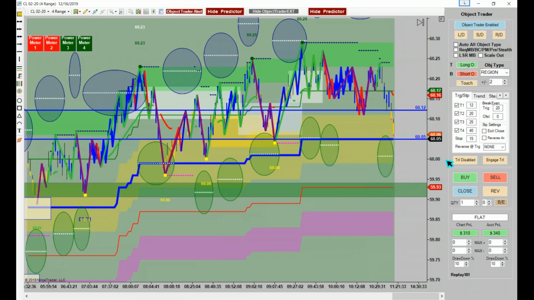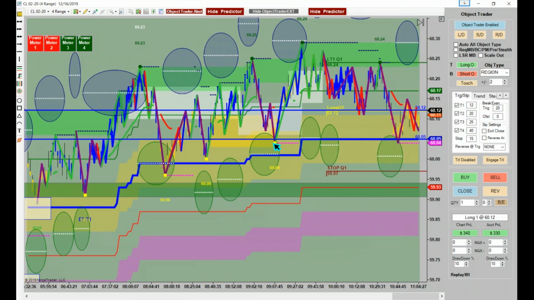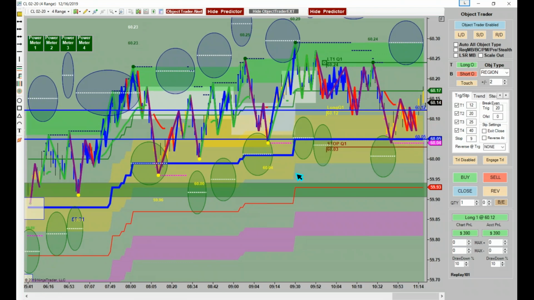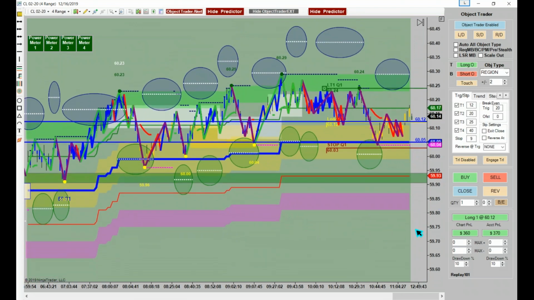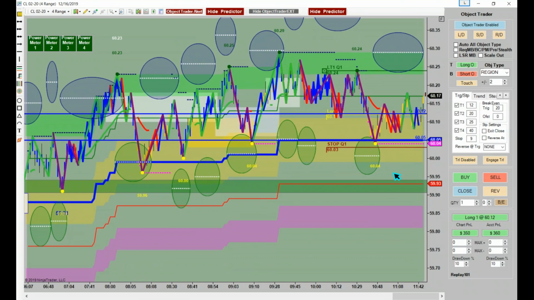Predictor says right there. I'm going to take that. Just bounced off support. And put a stop in just underneath the swing. Notice I just took one, by the way. You're going to get me? Not yet.